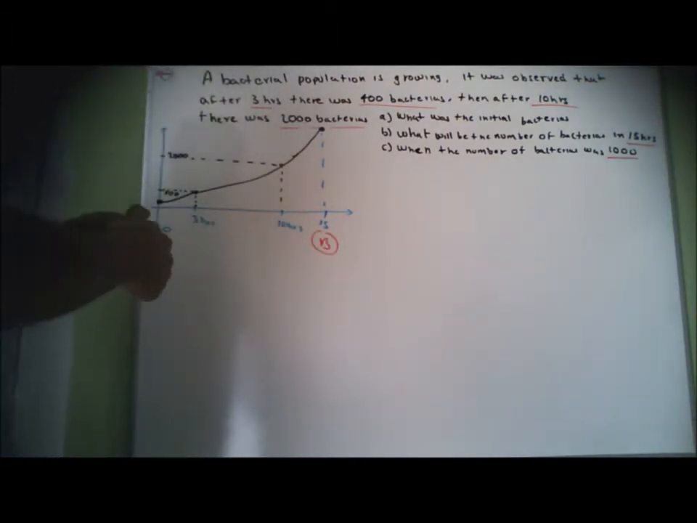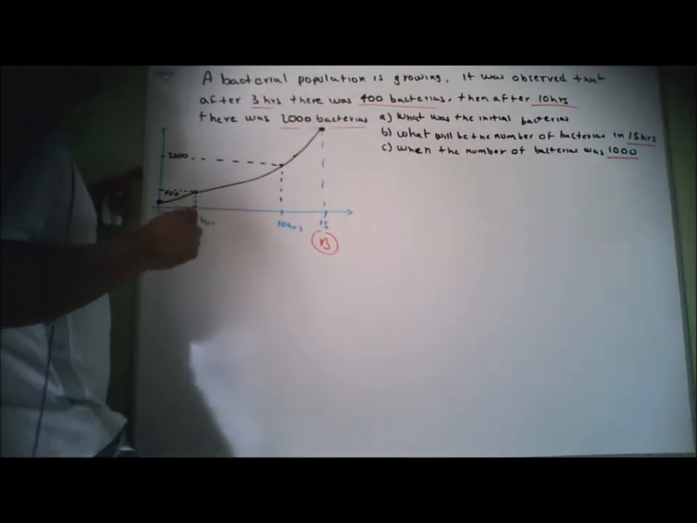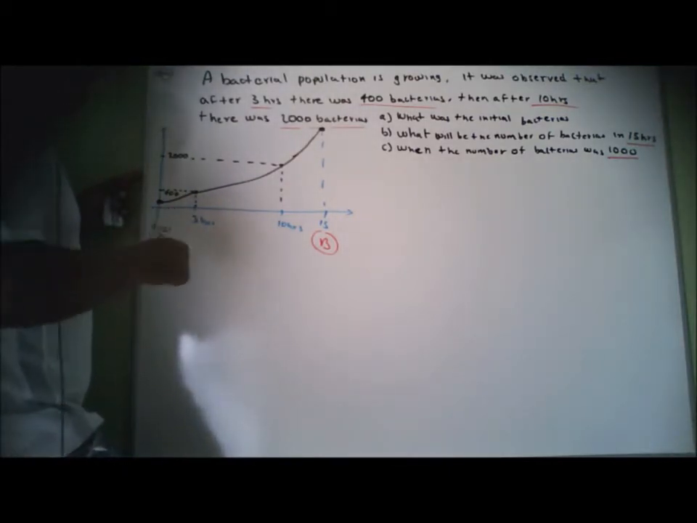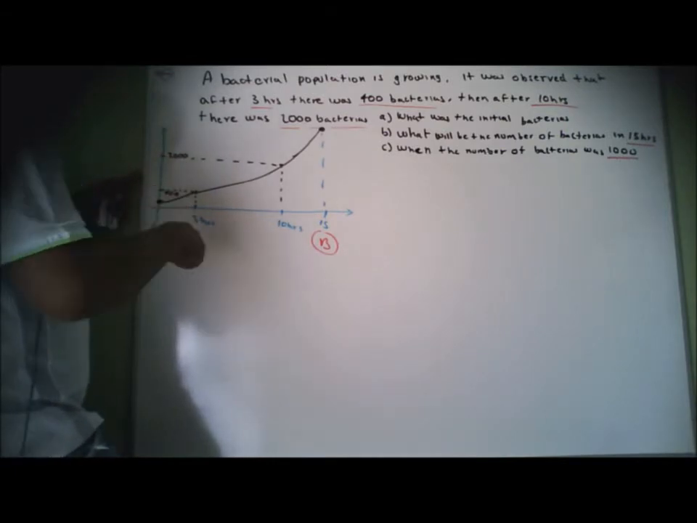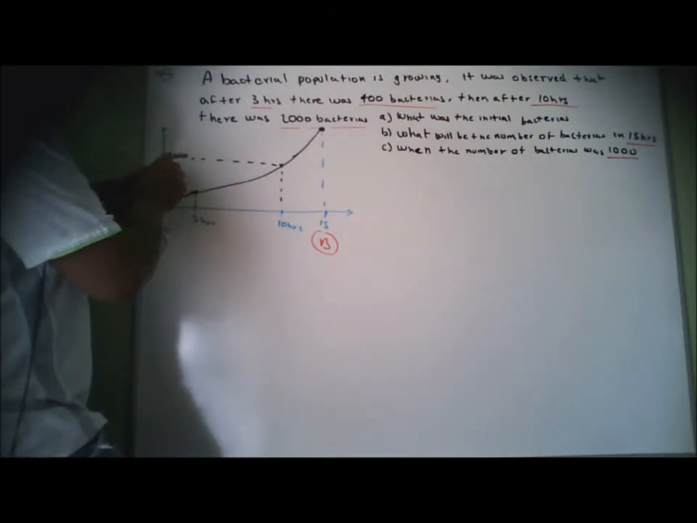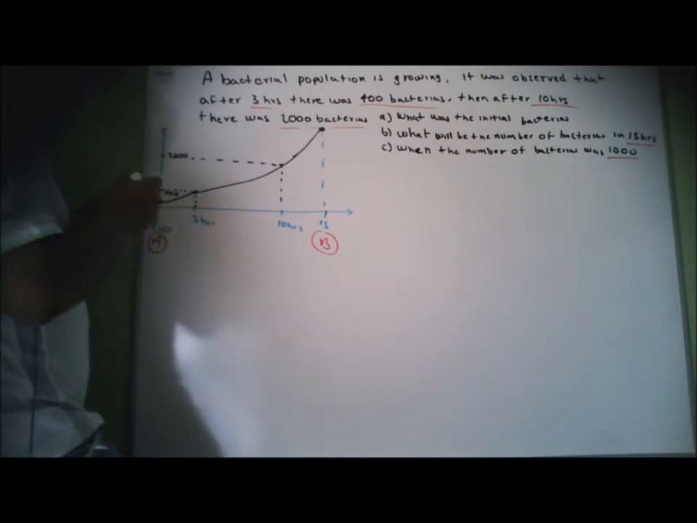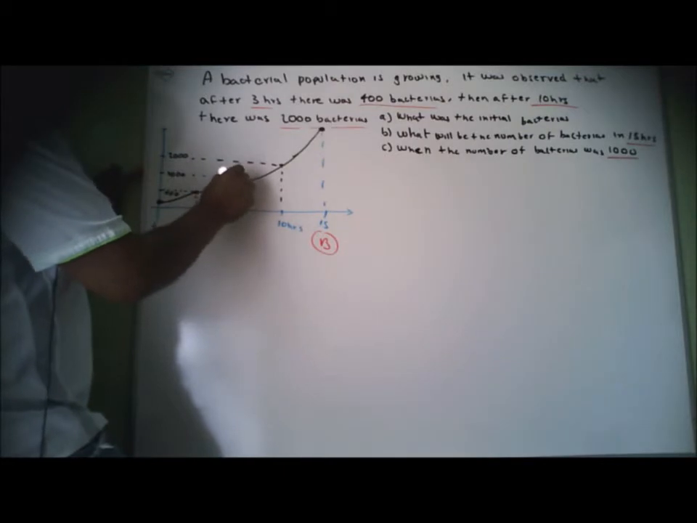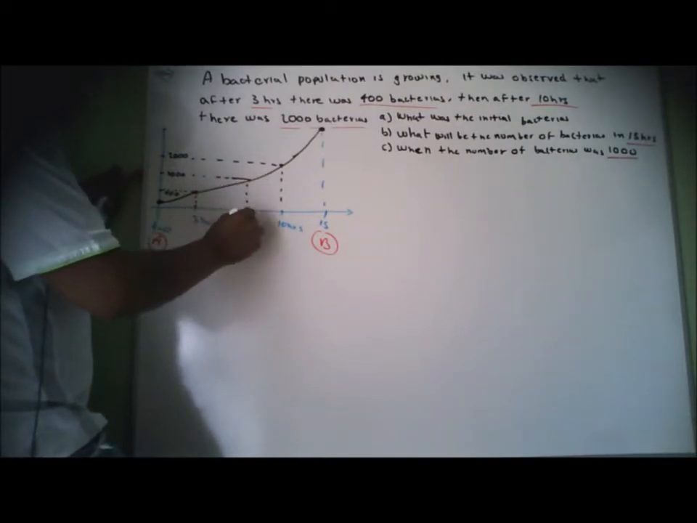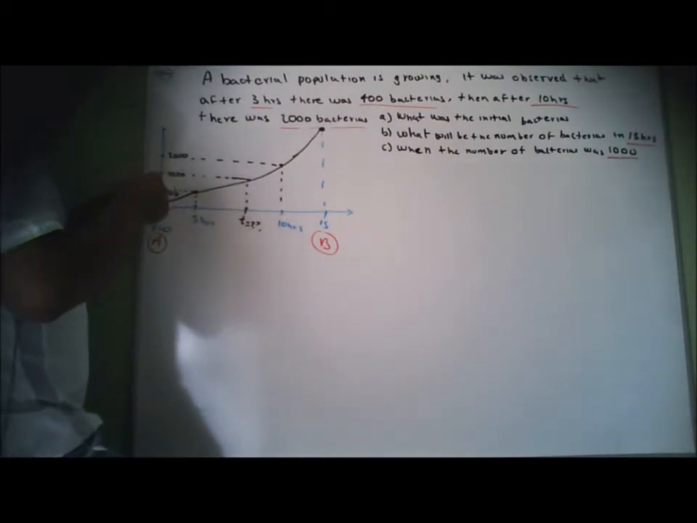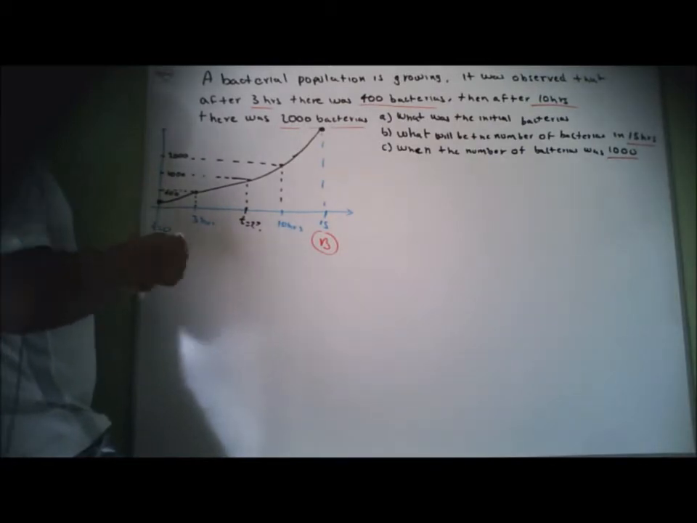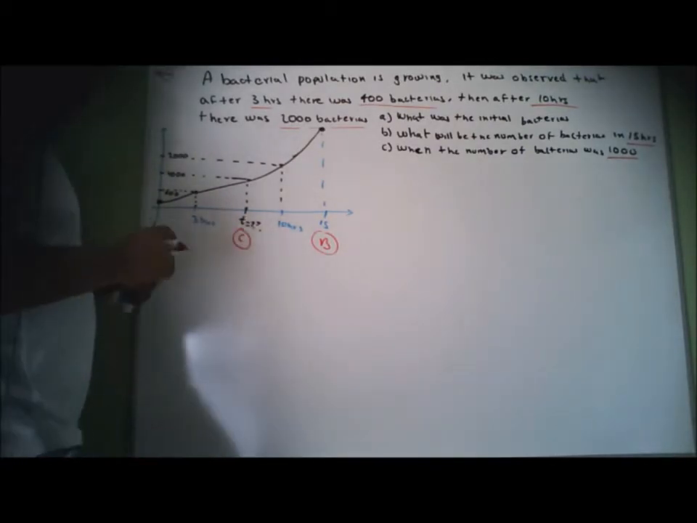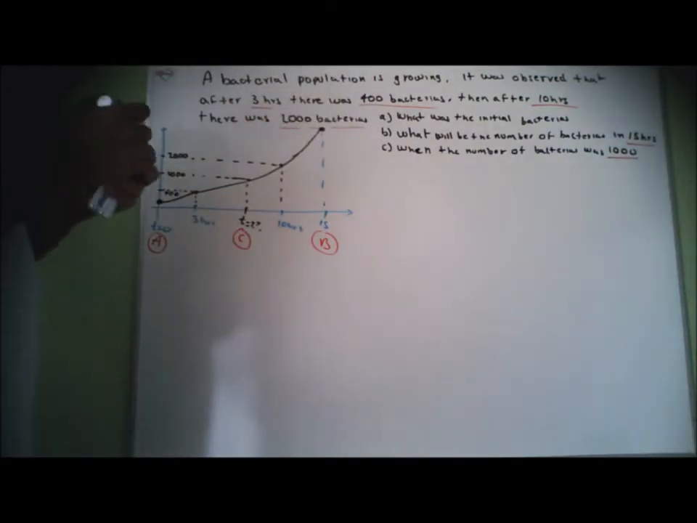And then inciso C is when was the number of bacteria equal to 1000? Because this is 2000 and this is 400, it should be somewhere here. They are giving you the 1000 bacteria, but they don't know the time. So that is inciso C. This gives me an overview of what the problem is and what they are asking.